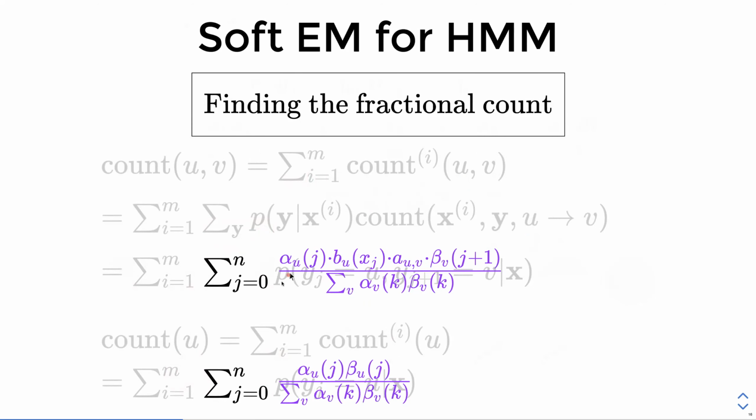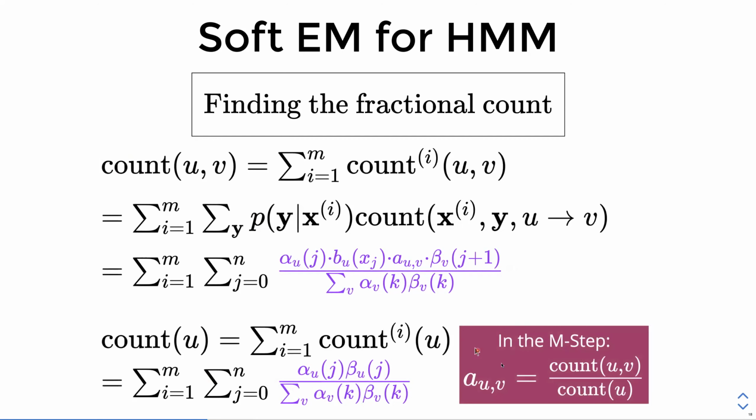Since you can rewrite that in terms of alpha and beta, once you figure out a way to calculate alpha and beta efficiently, you can calculate the expected counts efficiently. Remember, this is what we need in the M step: you need to get the count information. So you can calculate alpha and beta efficiently, you can calculate AUV, and you can update the model parameters efficiently. So the M step can be done efficiently, and the entire soft EM procedure can be done efficiently.